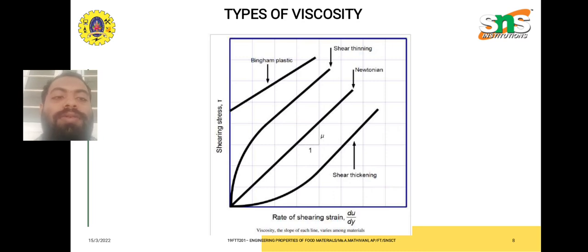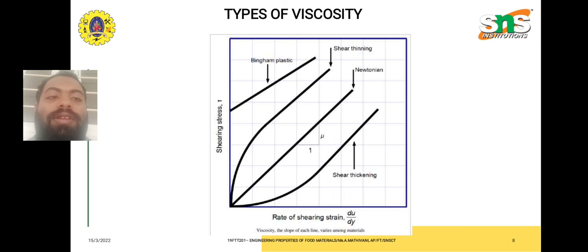For non-Newtonian fluids, as you can see, there is a curve on both sides of the Newtonian fluid, which is shear thickening or shear thinning fluid. For shear thinning, we can say milk or any other, and for shear thickening, we can take honey as an example. And this is Bingham plastic. As for Bingham plastic, we can say, for example, toothpaste.